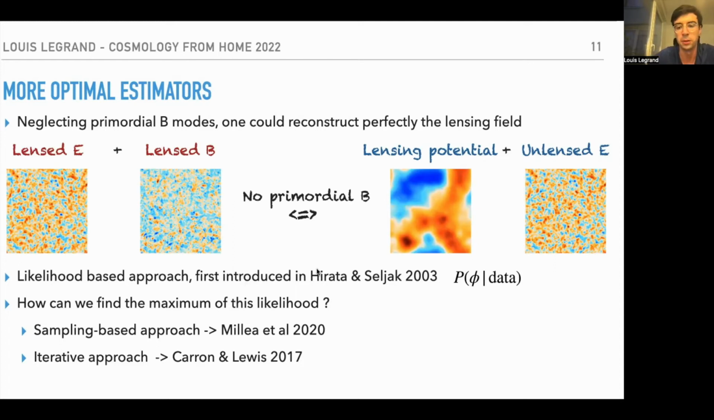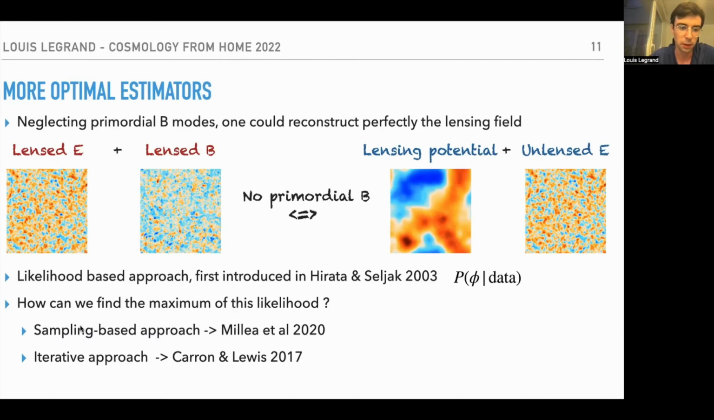And the most challenging part was to develop an algorithm that was able to find the maximum of this likelihood, because indeed this likelihood has a lot of free parameters. If you try to reconstruct the lensing on the full map of the sky, then you will have millions of pixels, and each pixel will be a free parameter of this likelihood. And there are two main approaches that are kind of equivalent in the end, but a different algorithm implementation.